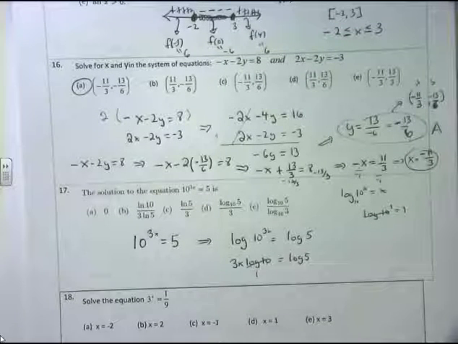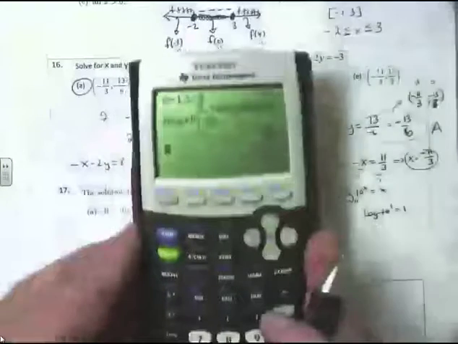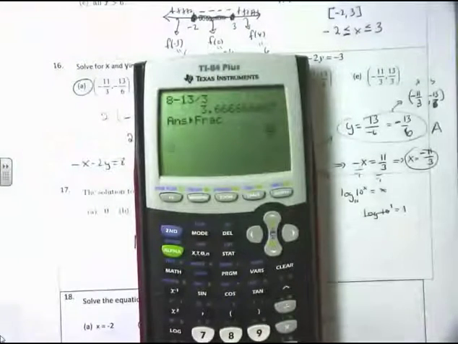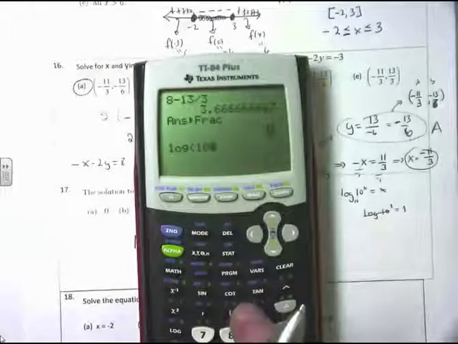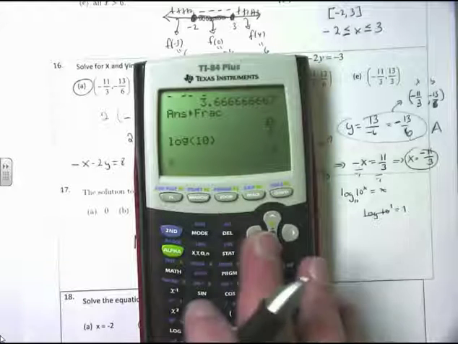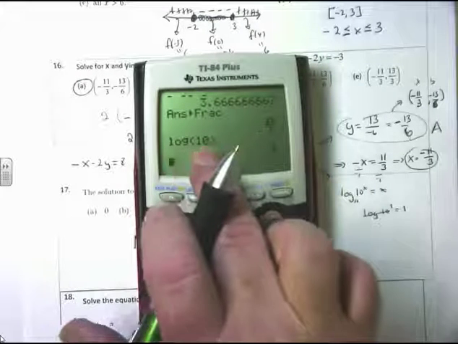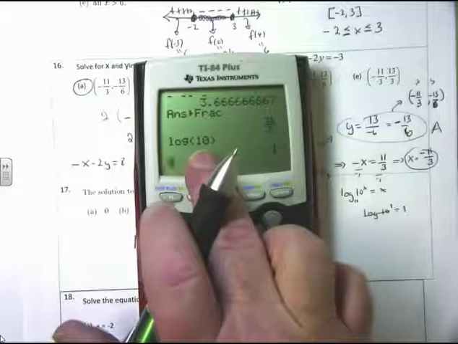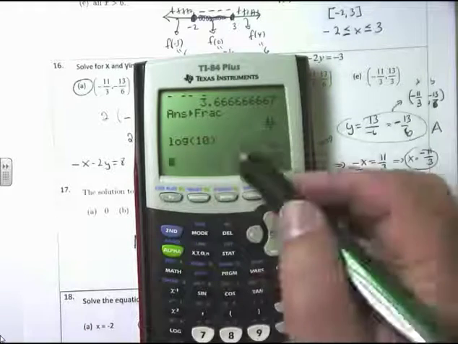And if you don't believe me on that, because we have that log button on the calculator, I hit log of 10, and it's equal to 1, because it's the log base 10 of 10 raised to a power. Log base 10 and 10 will cancel, and you get the power that's understood to be a power of 1.